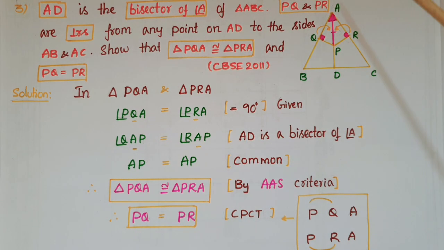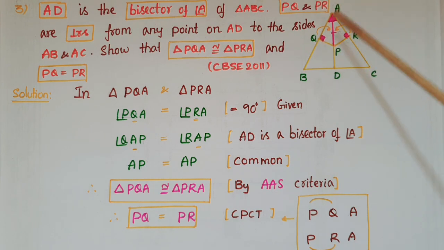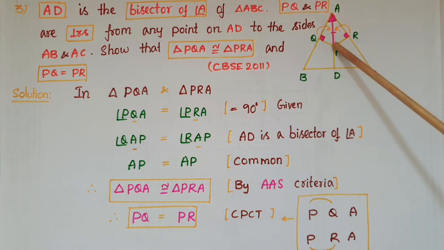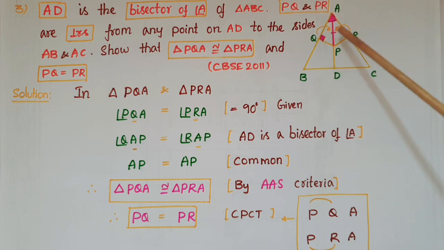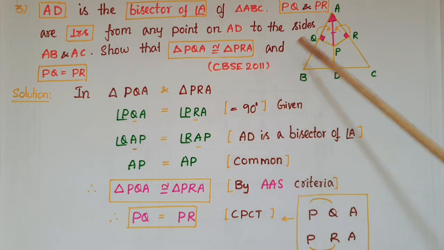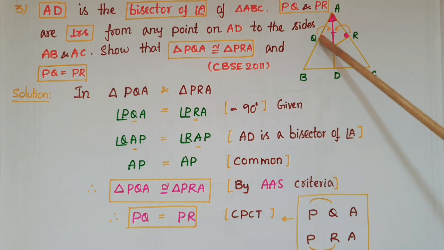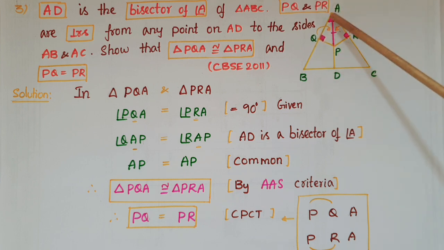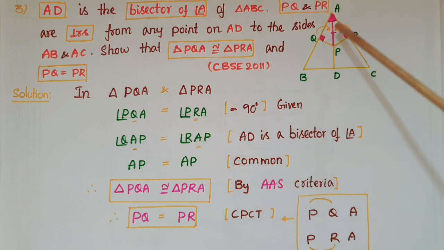So if you see these two triangles, in triangle PQA and PRA, these angles are equal. Here angle Q, that is 90 degrees, because this is perpendicular we have drawn. So this is 90 degrees and this is also 90 degrees. So these two angles are equal right here. And angle QAP is equal to angle PAR, because AD is a bisector of angle A, so these two angles are equal. Then AP is equal to AP. So this is common side of these two triangles.